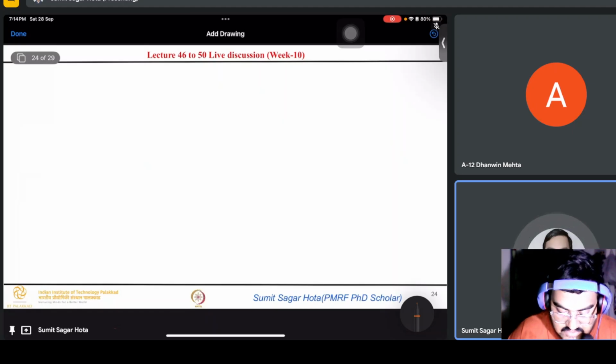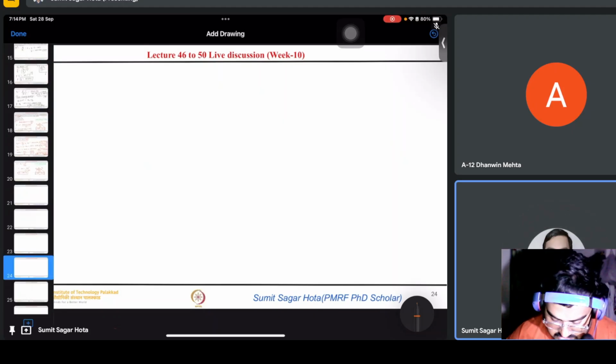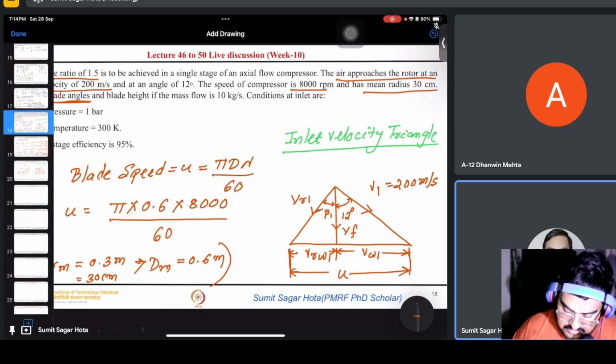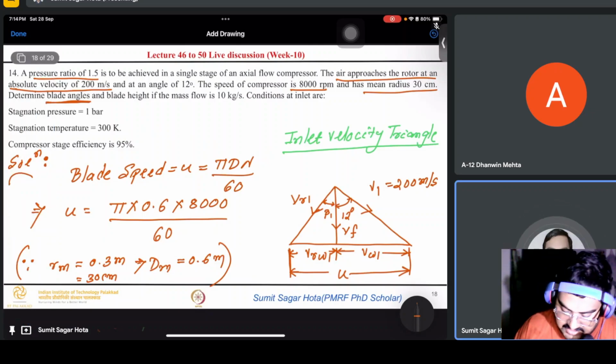The next thing we need to find out is, because if you see in the question, two things are asked. Determine the blade angle, we already found out. And next is the blade height. So for the blade height we have to find out, what is the blade height?